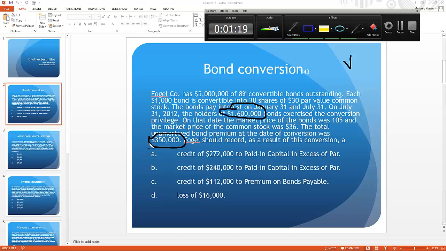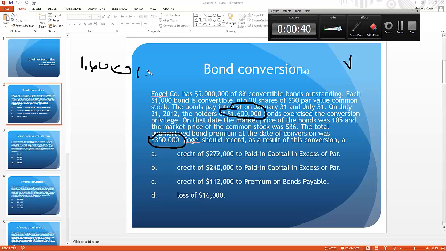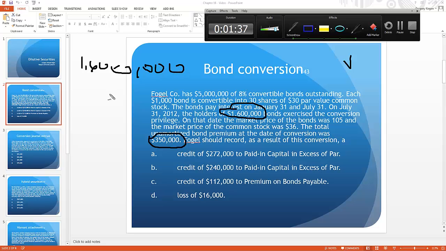So our job with this problem is twofold. First, we want to figure out how much is being converted. We have 1.6 million here out of 5 million, right? So I would just divide 1.6 by 5 million to see how much we're converting, and it looks like 32% of these bonds is being converted. So it's only 32% that we're actually converting.